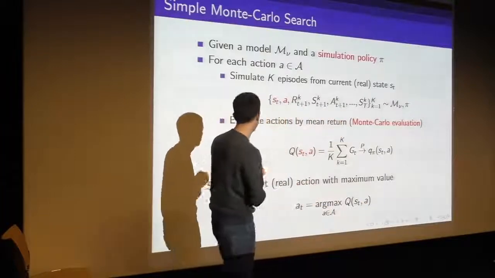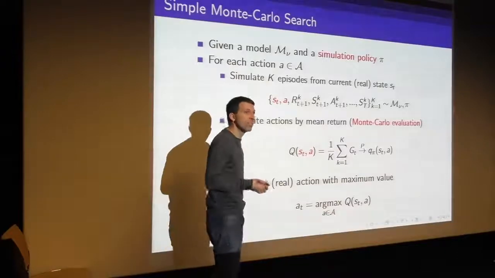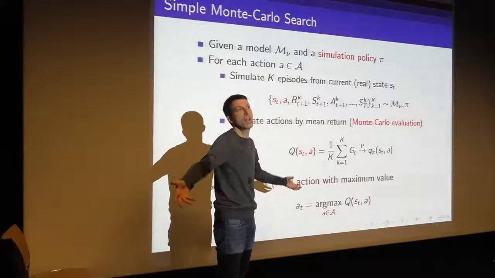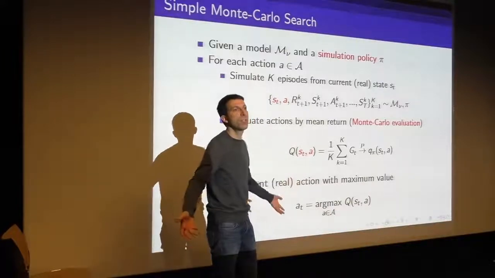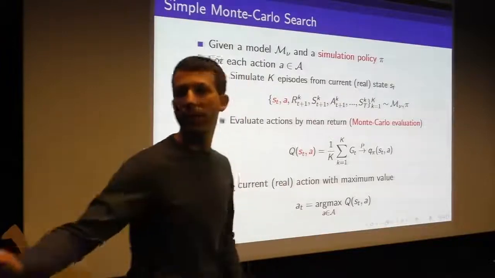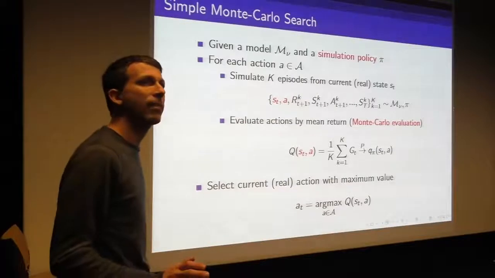And then all we do is we pick the real action to take. Now, do I go left or do I go right in the real world? Well, I just pick the one which had the higher mean, the one which did better in my simulations. That's the idea of simple Monte Carlo search. Is that clear, as a method?